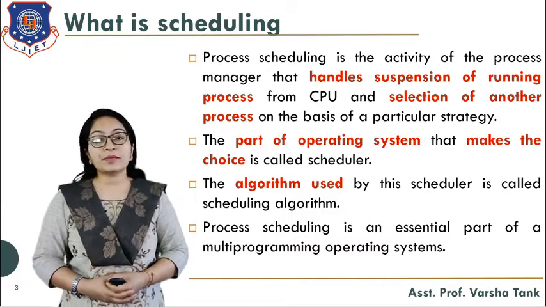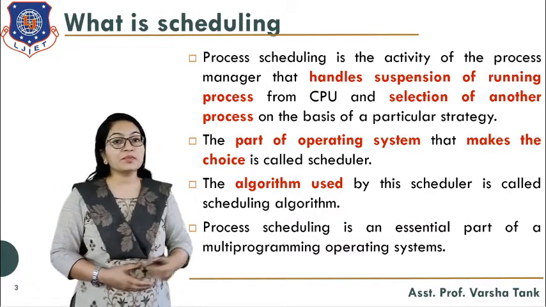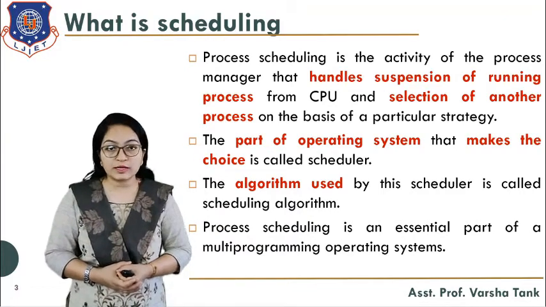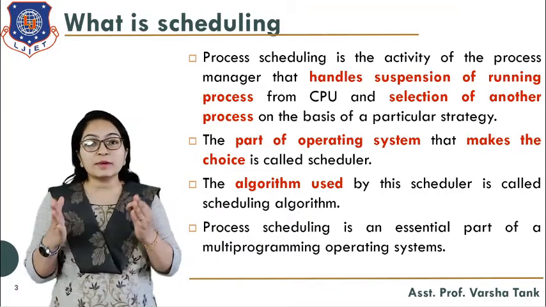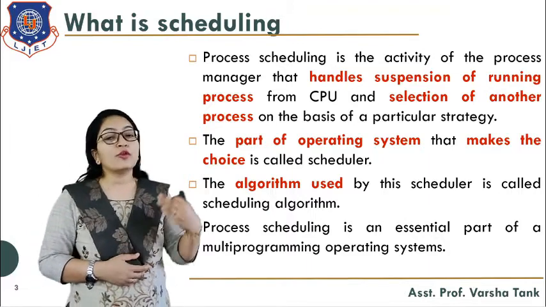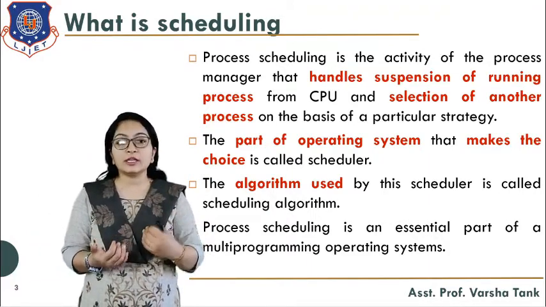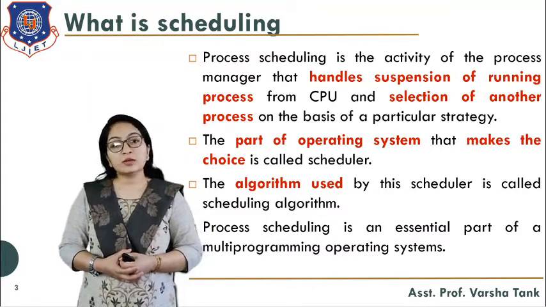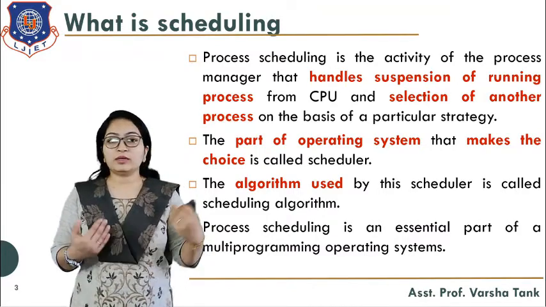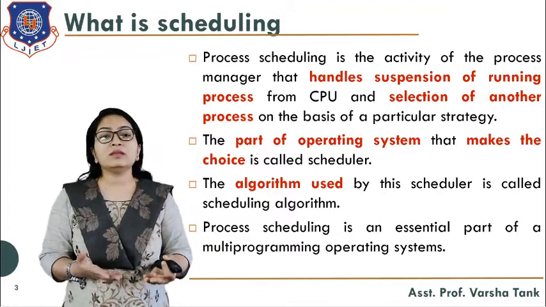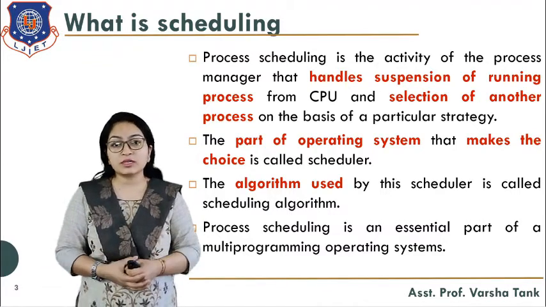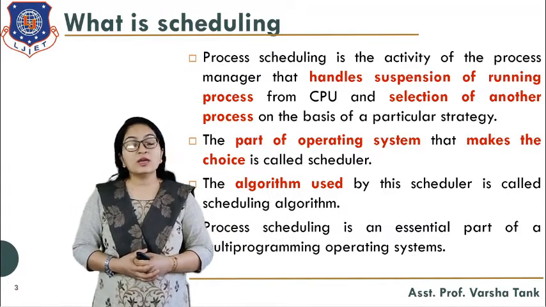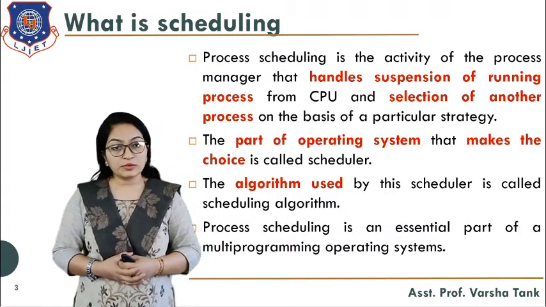So first of all, let's learn what is scheduling. Process scheduling is the activity of the process manager that handles the suspension of the running process from the CPU and the selection of another process on the basis of priority, on the basis of a particular strategy. It may be priority, it may be shortest job, it may be first come first serve. So depending on the particular strategy, the CPU will choose another process.